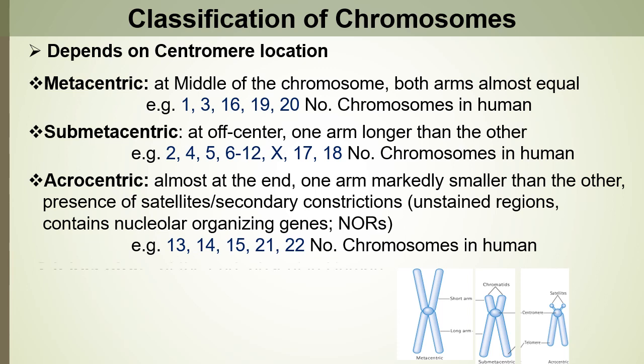And there is another type of chromosome that is called telocentric chromosome, in which the centromere is located at the end of the chromosome, but this type of telocentric chromosome is not present in human.